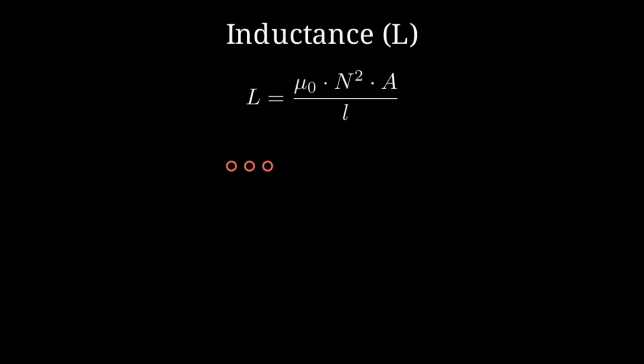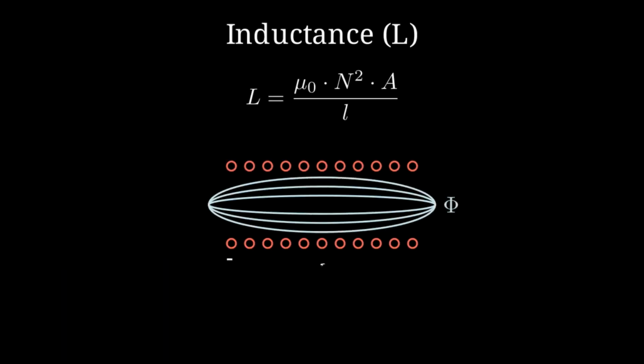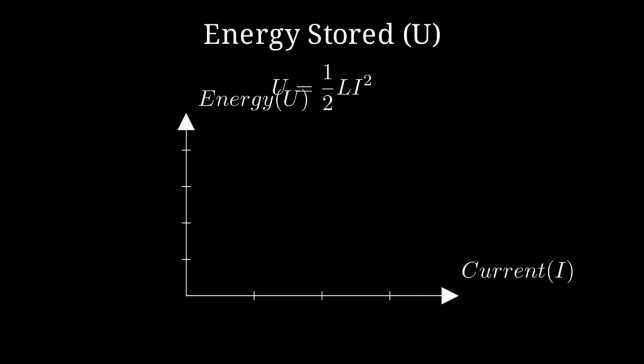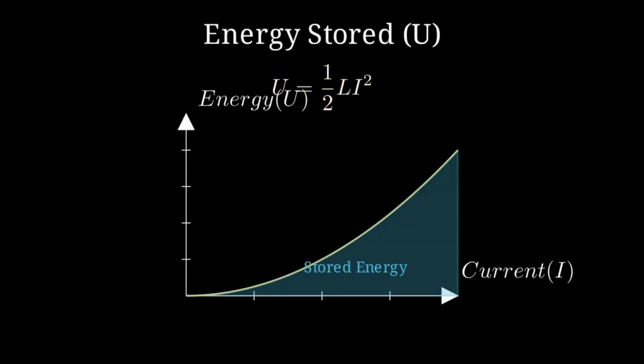The ability of the solenoid to store energy depends on its self-inductance. Inductance is a measure of how effectively the device creates magnetic flux for a given current, determined by its physical dimensions and the number of turns. The total magnetic energy stored in an inductor is given by the expression 1/2 L times current squared. This energy is not stored in the wires, but in the magnetic field lines filling the interior of the solenoid.